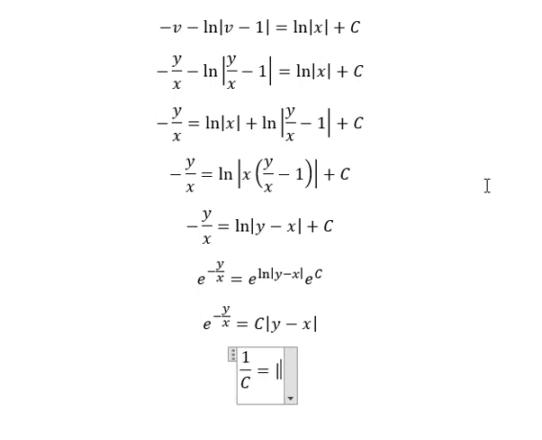equal to the absolute value of y minus s multiplied by e to the power of y over s. And this one they still consider as the constant. So I can put c.